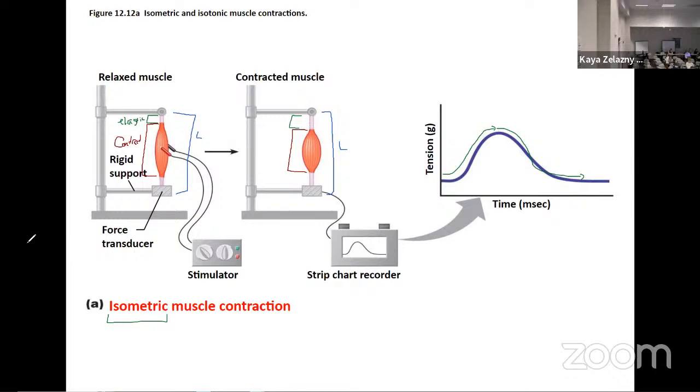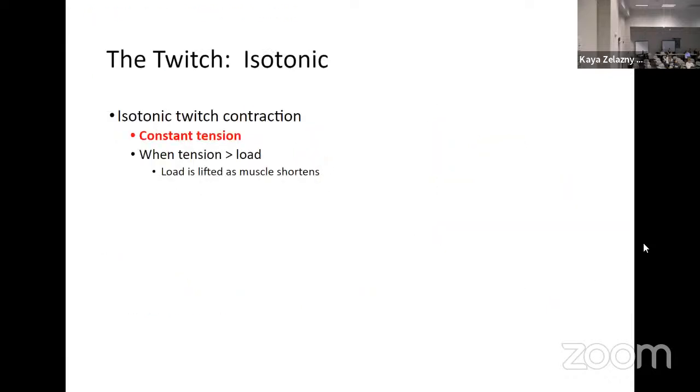Okay, cool. All right. So this is basically the picture of the twitch that we saw before. We had that latent phase, we had that contraction phase, and then we had the longer relaxation phase. So this is our isometric muscle contraction. This is basically what you're doing when you're planking. You're not moving the endpoints, but you are using the muscle. You are creating force. You're just not moving the floor.